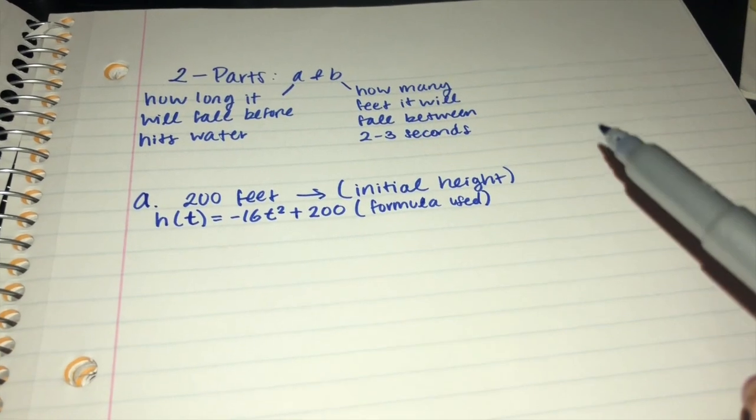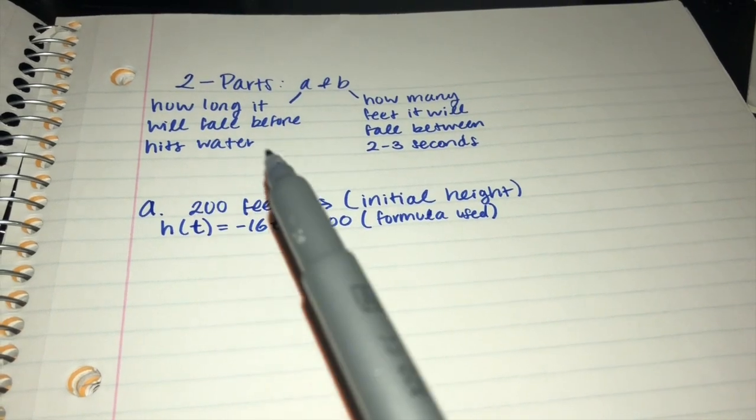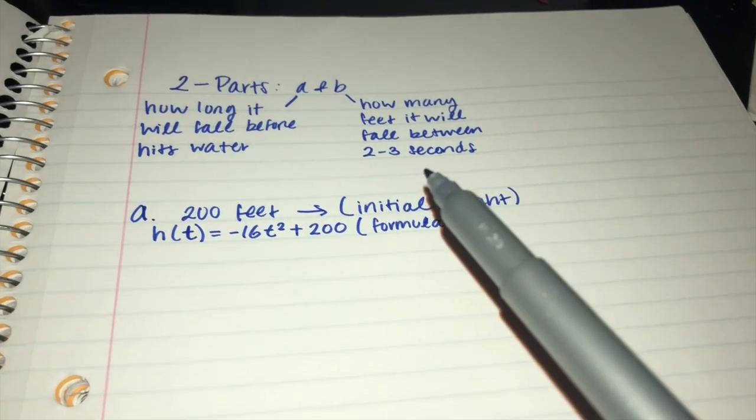The Grand Canyon is made up around cliffs. The height of one of the cliffs is about 200 feet. Two parts, both A and B. A is representing how long it will fall before it hits the water, and B is how many feet it will fall between 2 to 3 seconds.